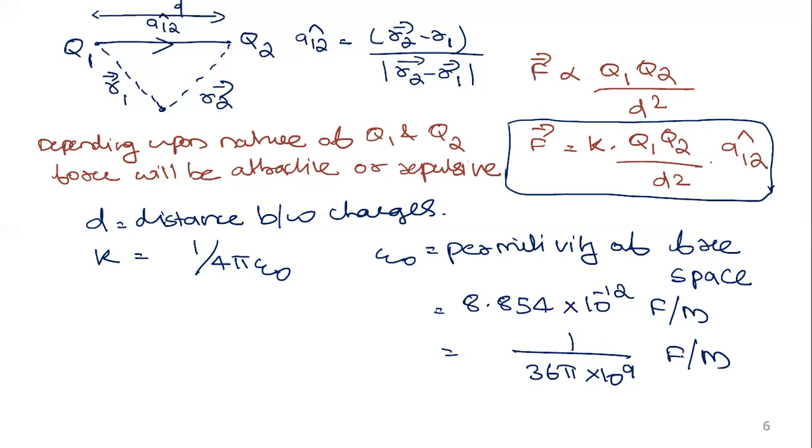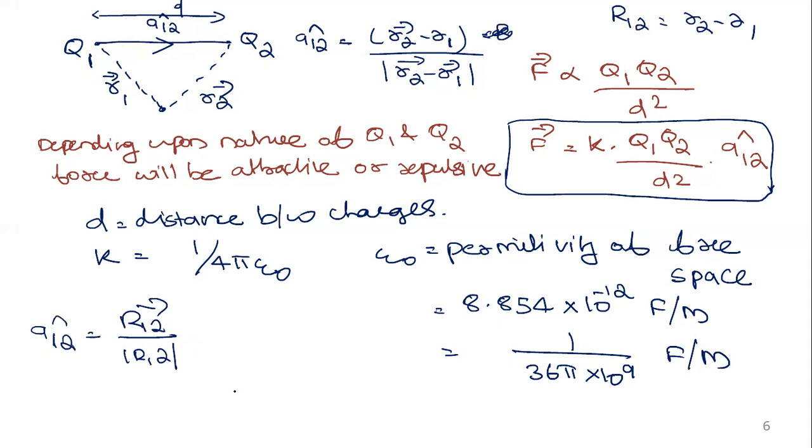So that is about F, and I already told you about the unit vector. What is A12? What is R2 minus R1? That is R12 only, right? R12 is equal to R2 minus R1. We have already studied this. So A12 we can write as R12 divided by modulus of R12. Same thing, I already explained earlier.